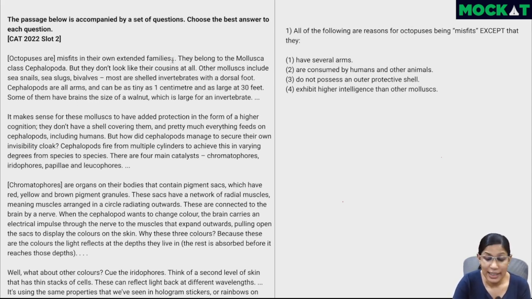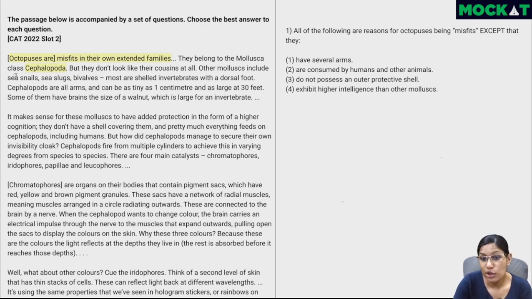Octopuses are misfits in their own extended families. They belong to the cephalopoda. Now the cephalopod name is already mentioned. So octopuses are cephalopods essentially, but they don't look like their cousins at all. So octopuses are misfits in their own extended family. So they are part of this particular group, cephalopoda, but they don't look like their cousins, which is essentially probably all the other animals, the other marine animals that will fall into the same class.